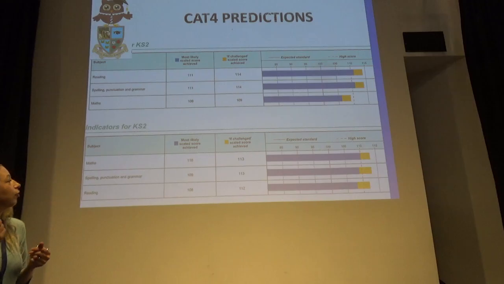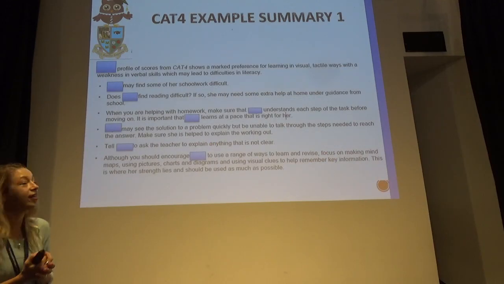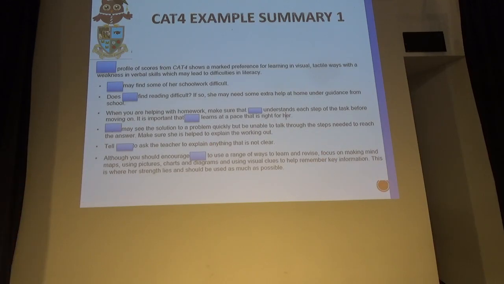Slightly less useful for primary. Again, this is the kind of information that you will get on the parent report. There is the band that you get, and there is also a summary of advice to give you some insights into how your child is thinking, what they're like as a learner, and some things that you can do to support them as well.